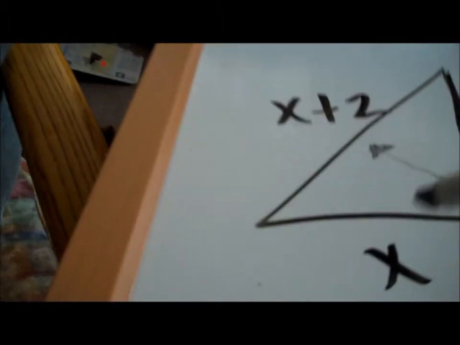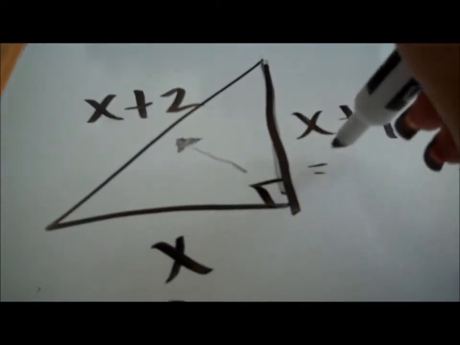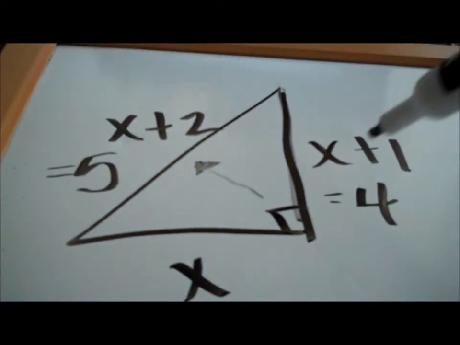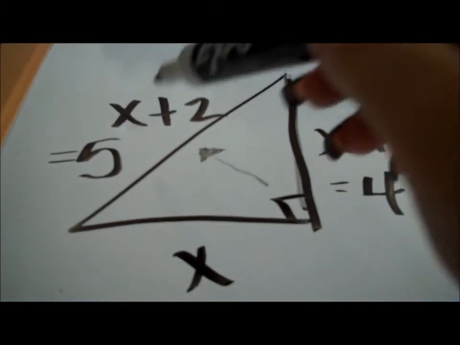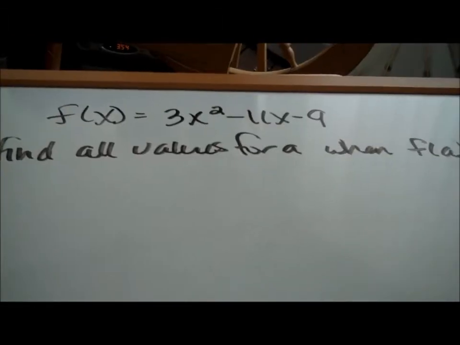So that means that this side right here is 3. This one is going to be equal to 4. And this one is going to be equal to 5. So again, 3 plus 1 is 4. 3 plus 2 is 5.